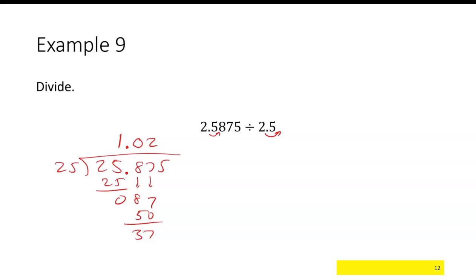3 times, excuse me. Try that again. Three times. So that's going to be 12. And then bring down the last 5 there. 25 goes into 125 5 times. So 2 and 5,875 10 thousandths divided by 2 and 5 tenths is 1 and 35 thousandths.